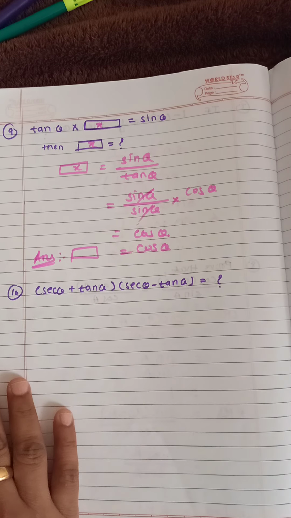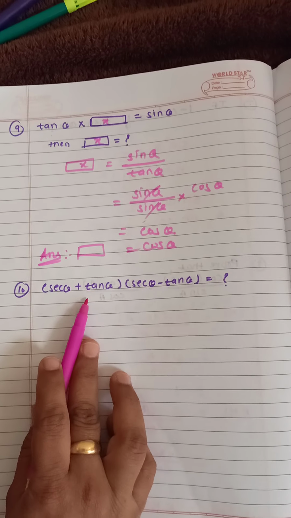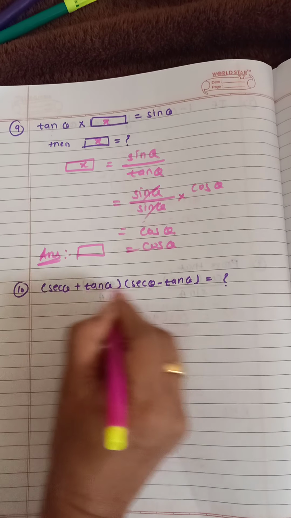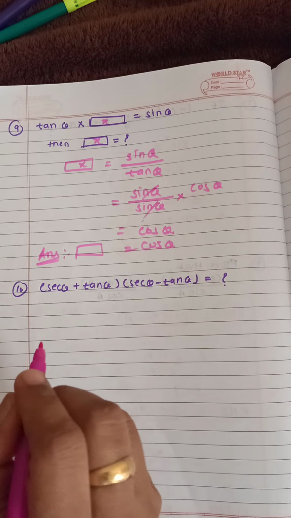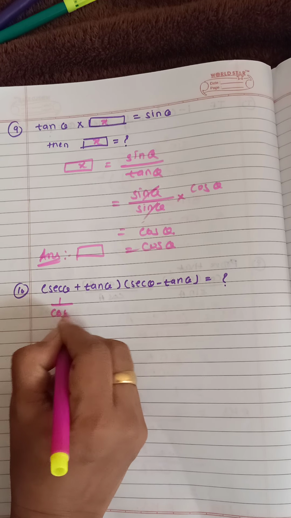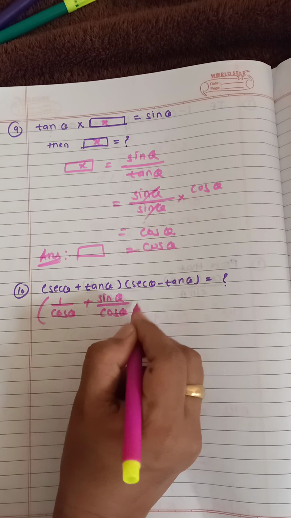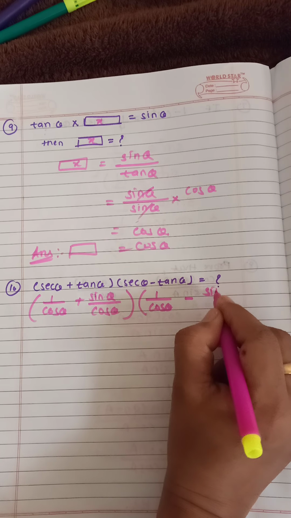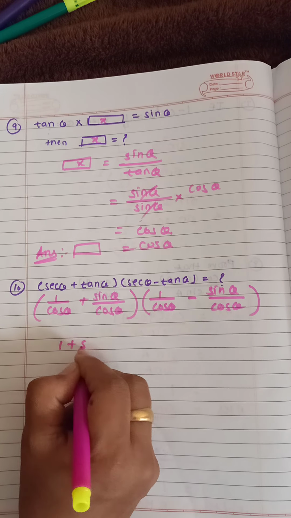Okay. Next question. Question number 10. Sec theta plus tan theta into sec theta minus tan theta equal to what? We have to find out. Now we'll copy the question, then we'll write sec means 1 upon cos, tan means sin upon cos. So convert everything in the sin and cos form. Sec means 1 upon cos, minus sin upon cos. Now the denominator is same, so we'll add the numerator.